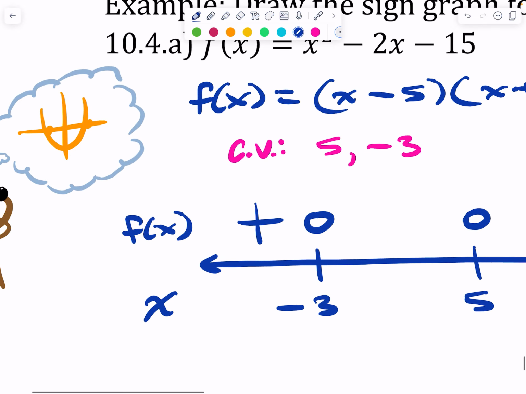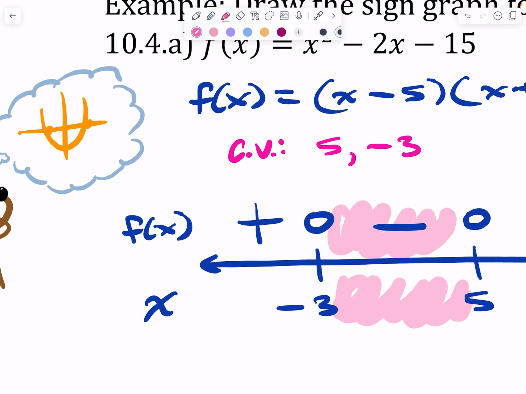Between these intercepts, we're looking at values of x that are between -3 and 5. Between those two intercepts, the y values are all negative. So the sign of that region is negative. That's what this says: when x is somewhere between -3 and 5, f of x is negative.